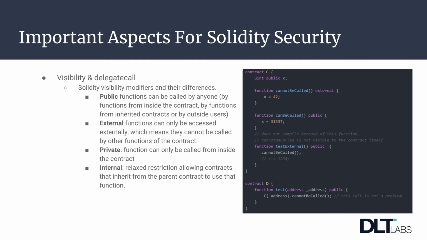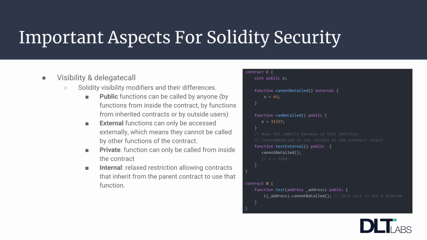To prevent such anomalies, we will talk about Solidity visibility modifiers and their differences. First is public functions, which can be called by anyone: by functions from inside a contract, by functions from inherited contracts, or by outside users. External functions can only be accessed externally, which means they cannot be called by other functions of the contract. External is cheaper to use because it uses the calldata opcode, while public needs to copy all the arguments to memory.